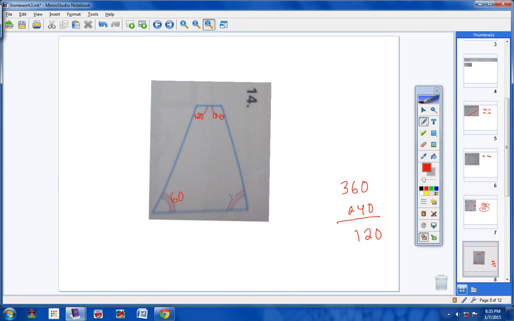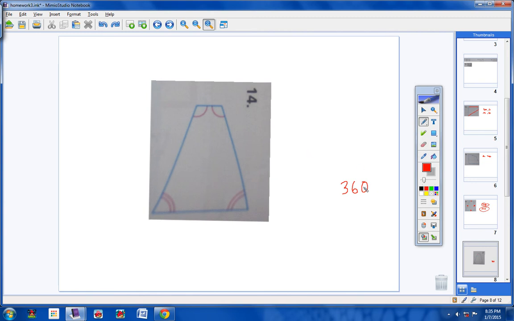So one has to be 60. One has to be 60. And look what you have. You have 120 here. You have 60 here. These two angles here are still supplementary. They still add up to 180. So we definitely have a trapezoid. Okay, no doubt about that. We have two parallel sides. So the question is do we have an isosceles trapezoid?